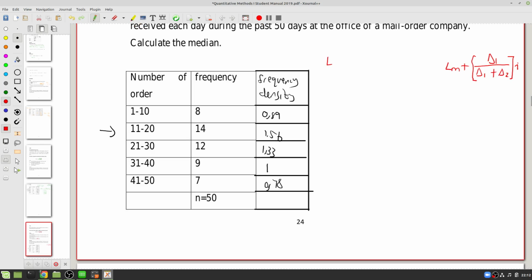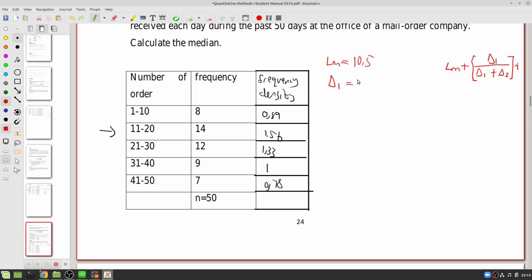So Lm, that's the lower bound. Let's actually use an equal sign. Equals. That's the lower boundary of this class. Lower boundary is 11, but there's a gap, so we subtract 0.5. So 11 minus 0.5 is 10.5, lower boundary. Lower limit would have been 11, so make sure you get your definitions right.